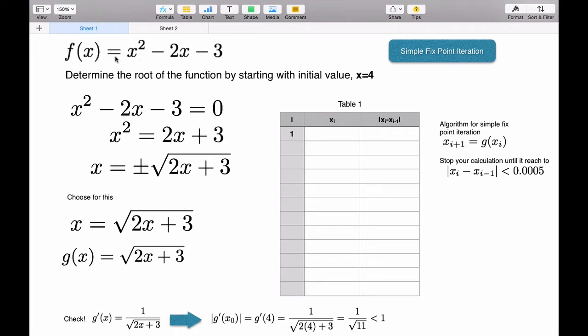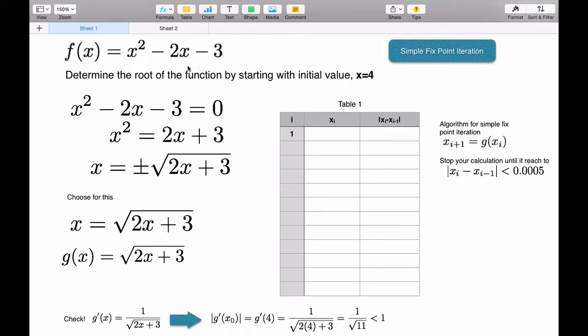First of all, this is the given function, your function f(x). But in this question, they asked you to find the roots. That means we need to solve this equation, and they give us this initial value. This is your starting value you need to go for.